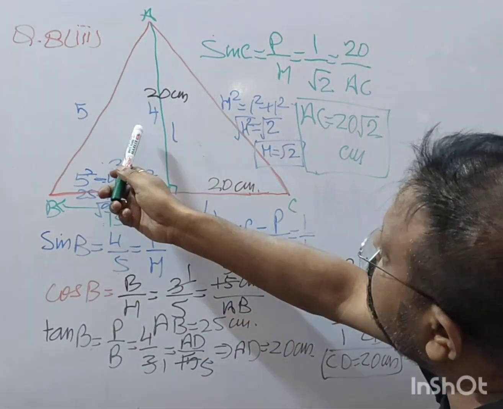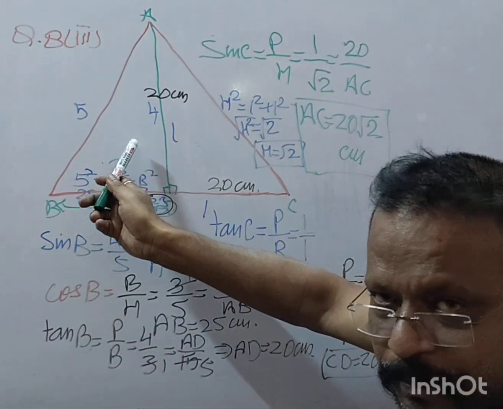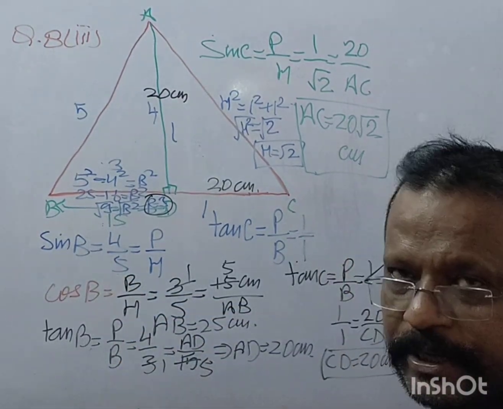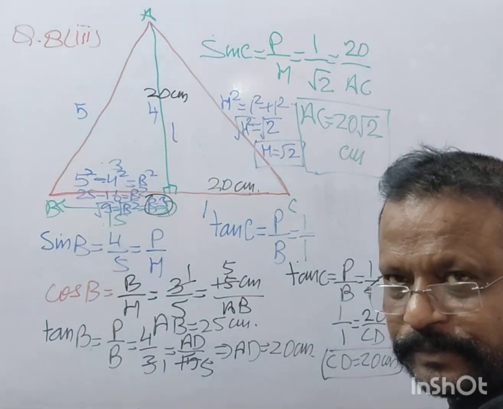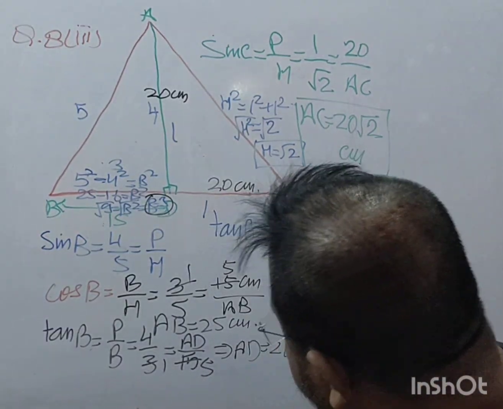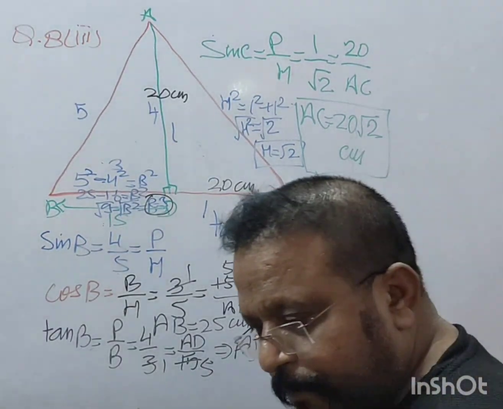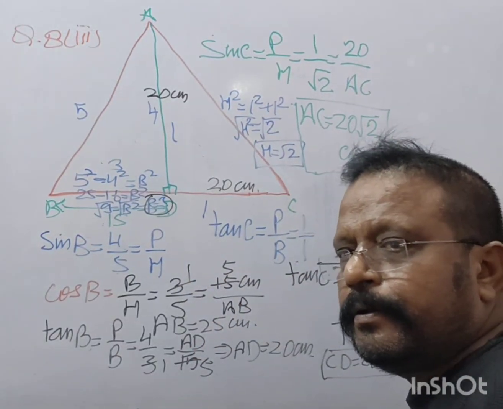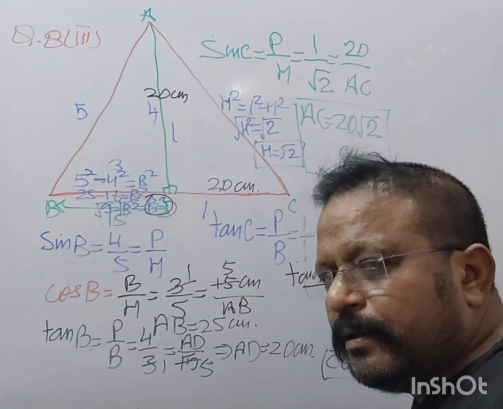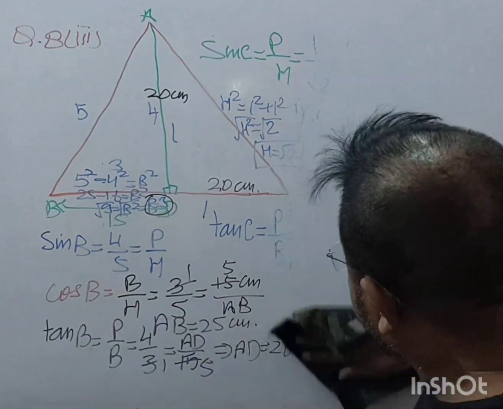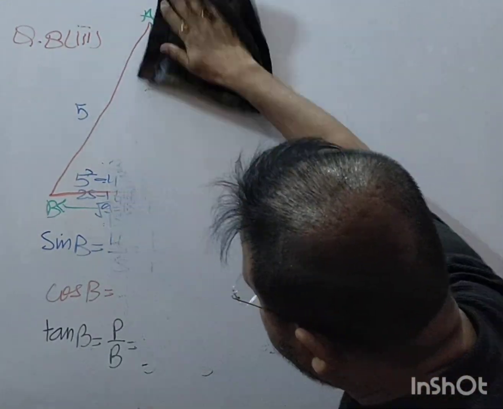Here we have given perpendicular. Here we have given base. So we use accordingly. So this is question 8, third part we have done. Should I rub this? Yes, sir. I would like to tell you one thing.